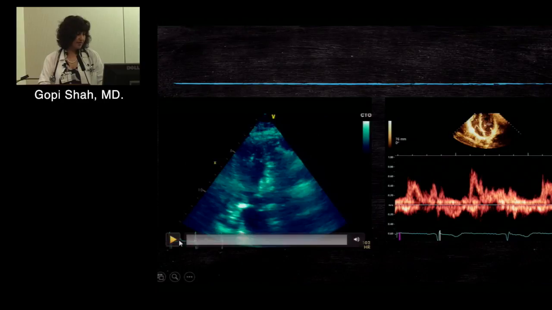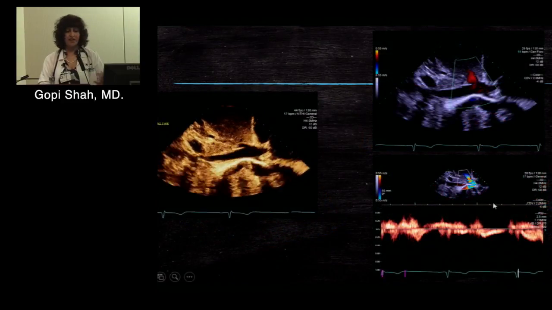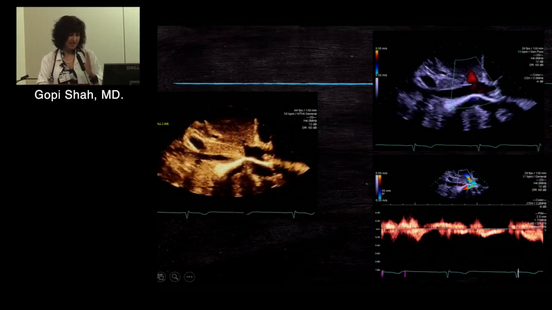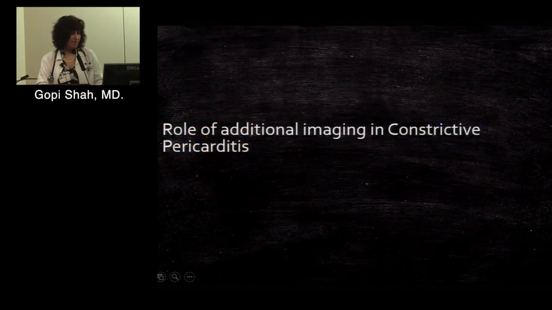And he didn't have much, and I'll show you. Okay, I'll go on to the next. And this is his IVC, beautifully collapses, very nice pressures. So this was just a diastolic septal bounce seen with the constriction.